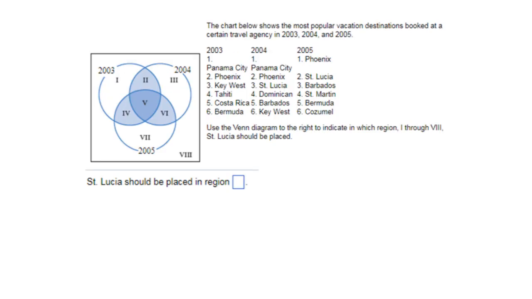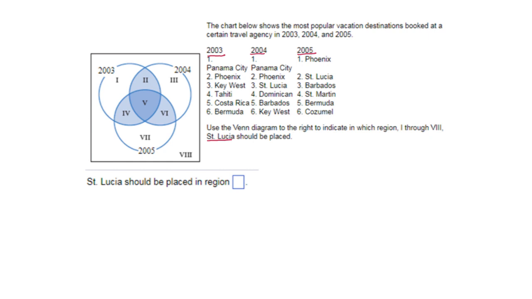So this is a different take on using a Venn diagram. This says the chart below shows the most popular vacation destinations booked at certain travel agencies in 2003, 2004, and 2005. So those are the years that they recorded the names of the most popular vacation destinations. And it says on here, use the Venn diagram to the right to indicate which regions 1 through 8 St. Lucia should be placed. So we want to know where St. Lucia should be placed.